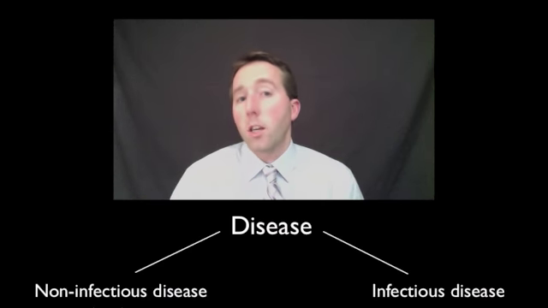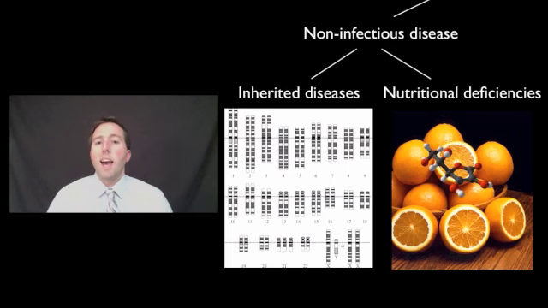But if we look at non-infectious diseases, that you can't catch, they can also be broken down into different groups. For example, you can get an inherited disease or a genetic disease, and that's one that's just encoded in your DNA. So you inherit it from your parents. Another type of non-infectious disease is a nutritional deficiency. That's when you expose your body to the environment in such a way that it causes harm to you. Nutritional deficiencies are ones where you don't get enough nutrition.